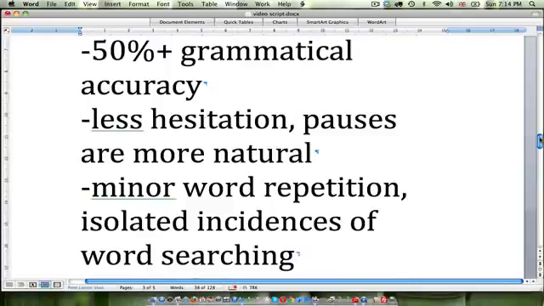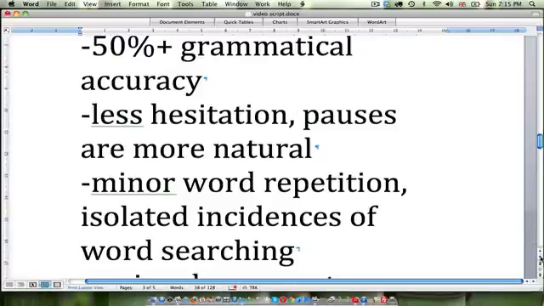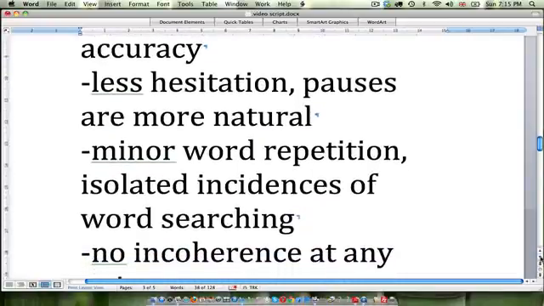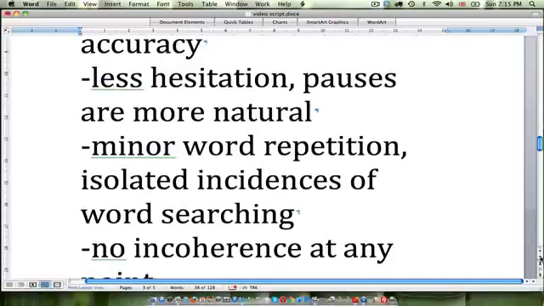As far as interruptions go, the Band 7 student has less hesitation. The pauses are more natural. There may still be a few pauses that are unnatural, maybe cause a little bit of distortion in the flow of information, but for the most part, this area is clearly developed. There may be some minor word repetition and a few isolated incidences of word searching, but not nearly to the scale that is found at the Band 6 level.